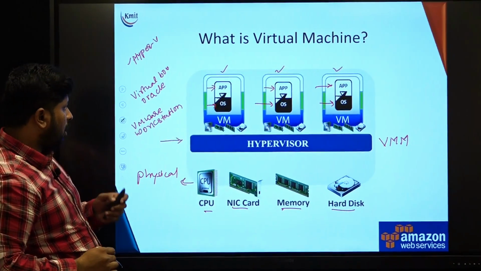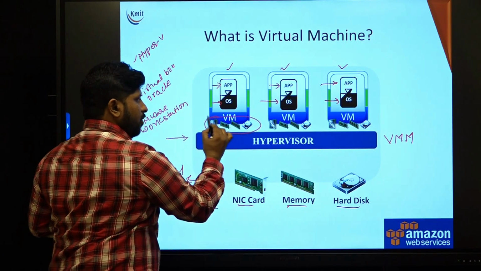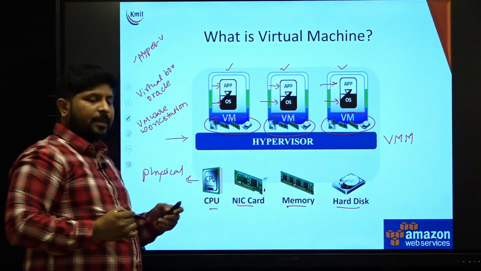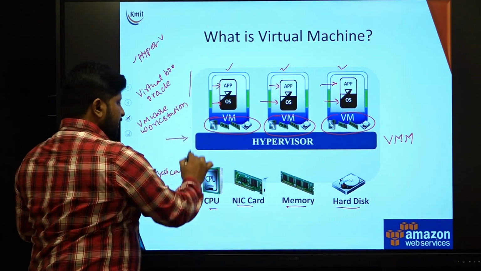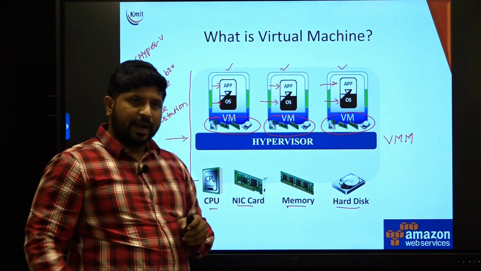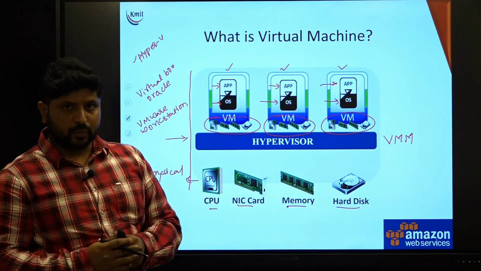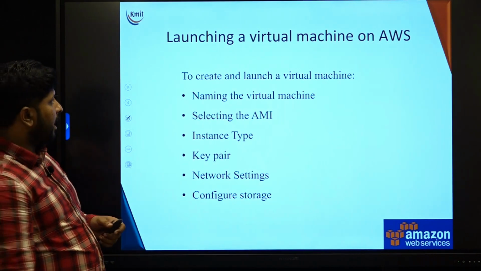And this virtual machine has its own virtual hardware: CPUs, network interface cards, memory and hard disk. This is all about what is a virtual machine. When it comes to AWS, AWS provides these virtual machines in the format of EC2. Let's explore the virtual machines on AWS.